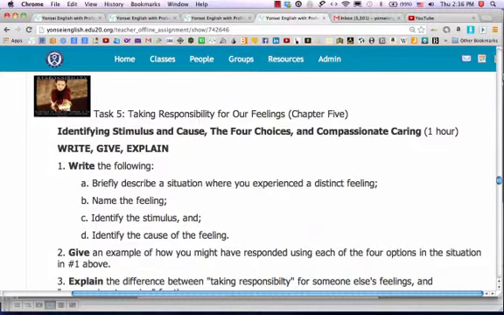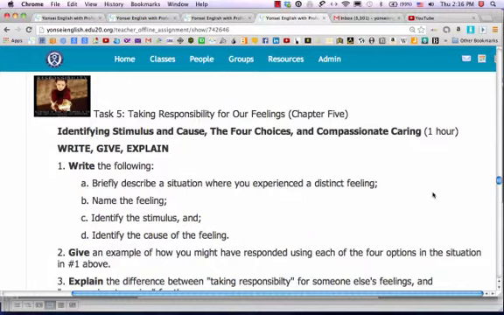B, I want you to name that feeling. What was it? C, identify the stimulus. So what was it that stimulated that feeling in you? Some kind of observation about what you were thinking, feeling, or what actually happened.